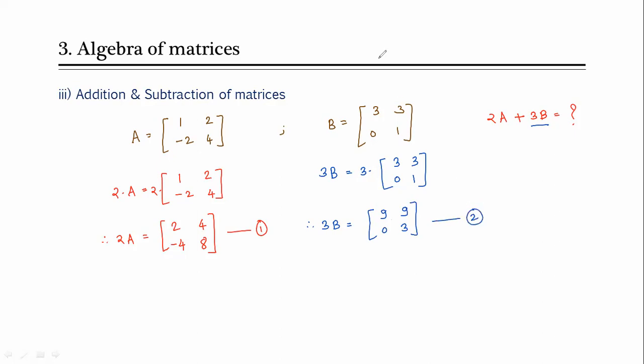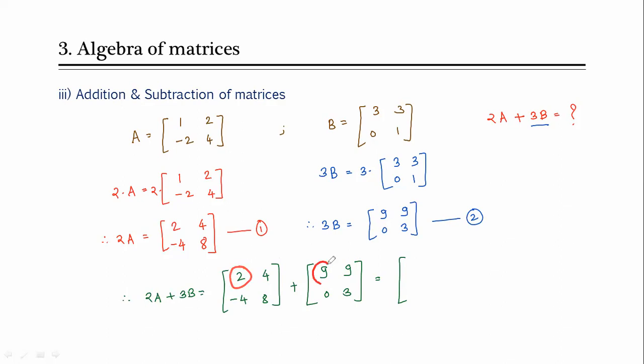This is number 2. So therefore, what will be 2A plus 3B? What is 2A? 2, 4, minus 4, 8. Plus, what is 3B? 9, 9, 0, 3. So how are you going to add the two matrices? That is the key. Now observe here, you have to add these respective elements.